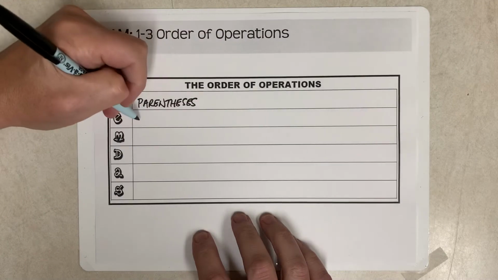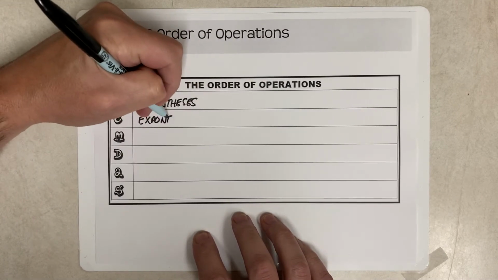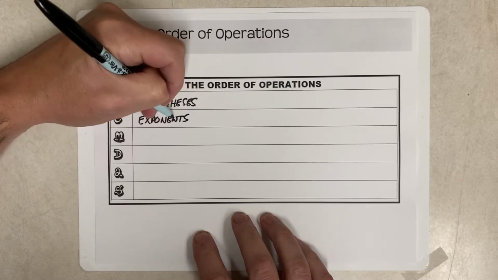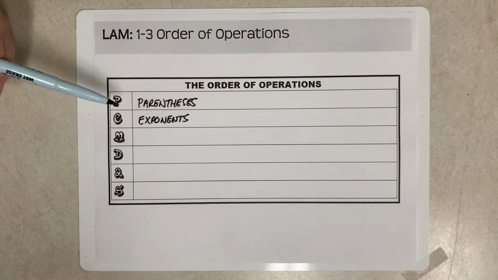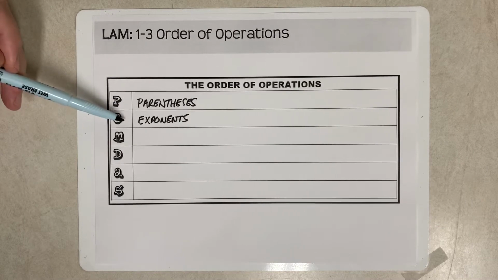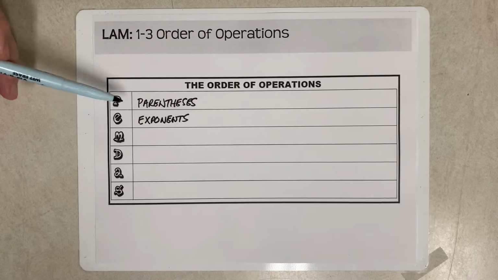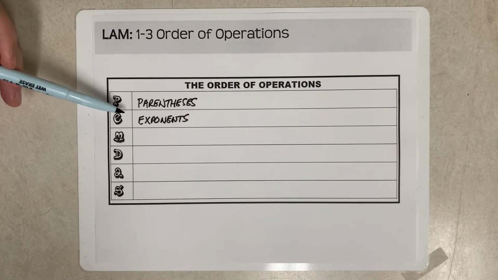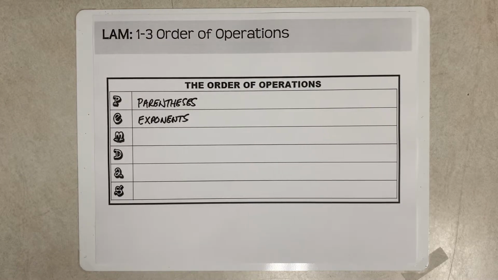The E stands for exponents. That's an E right there. You're next going to do exponents. Now, there are going to be times where you have to do exponents before parentheses, and that will come up sometimes. So when we get to those problems, we'll talk about that. But parentheses and exponents are generally done first.